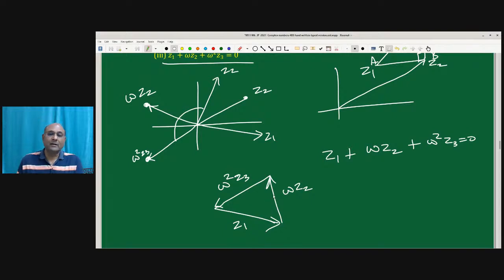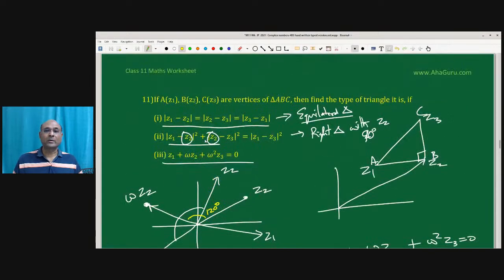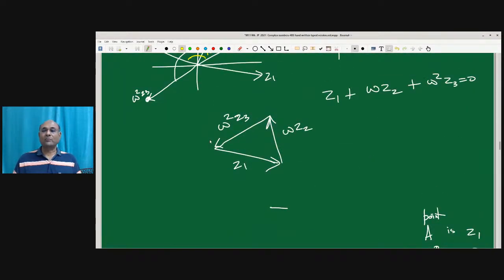And what is the angle between Z2 and omega Z2? This angle is 120 degrees. So if I took this and turned it around, then I will get 120 degrees. So I've got now Z1, omega Z2, omega square Z3. These three add up to 0. That's what is given. Then what? How do I go about finding out what I can say about Z1, Z2 and Z3? Well, if this is omega Z2, then you must turn this by 120 degrees.